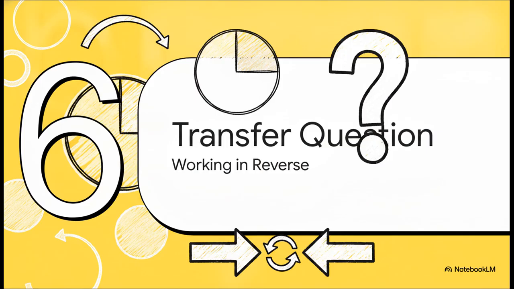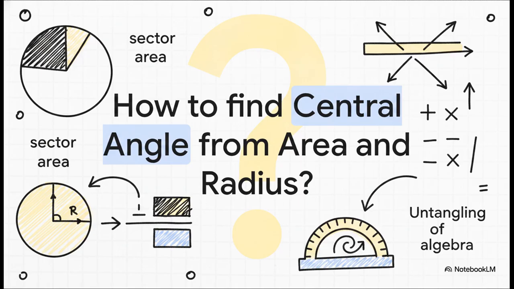Your final transfer question, working in reverse. To conclude, I want to leave you with a bit of a provocative puzzle to test how deeply you actually understand this part-to-whole relationship. We've spent this entire time finding the parts when we were given the angle. But what happens when we flip the script? If you know the sector area and you can calculate the total area using the radius, how could you mathematically work backward to find the central angle?